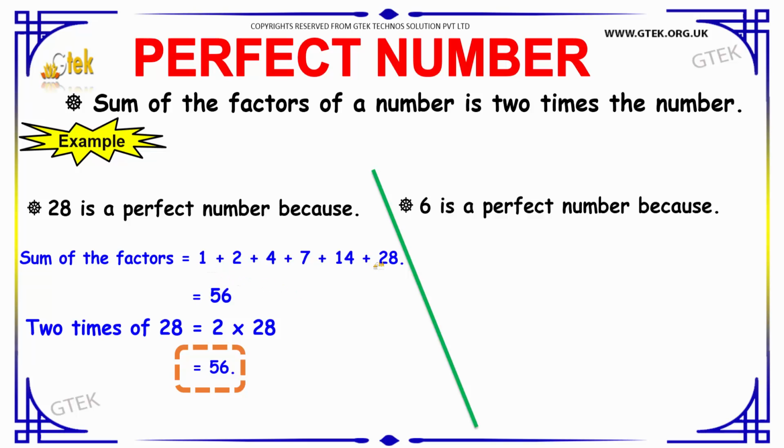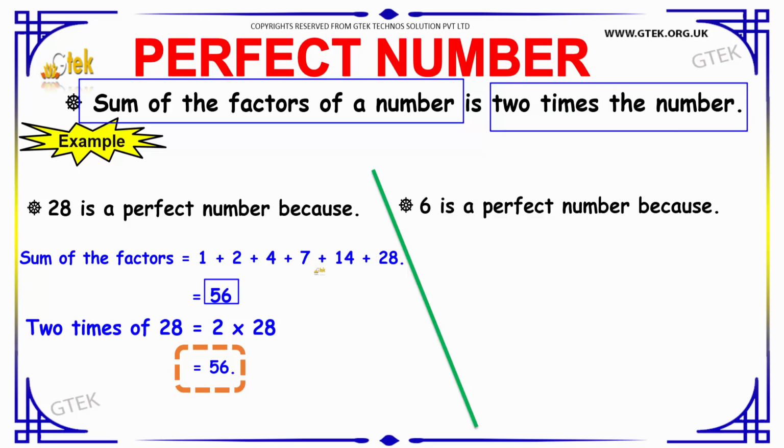So the sum of the factors is 56. 56 is the sum of the factors of the number. For a number to be perfect number, the sum of the factors should be equal to 2 times the number. So 2 times 28 is 56. These two are equal. Hence, 28 is a perfect number.